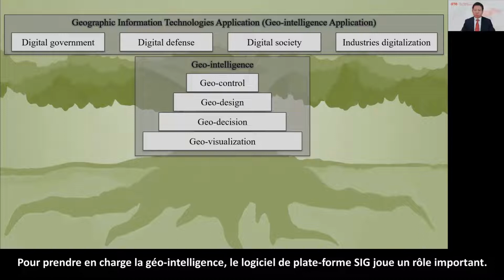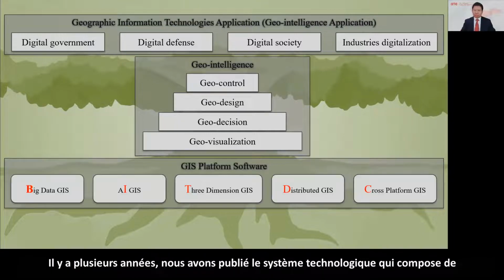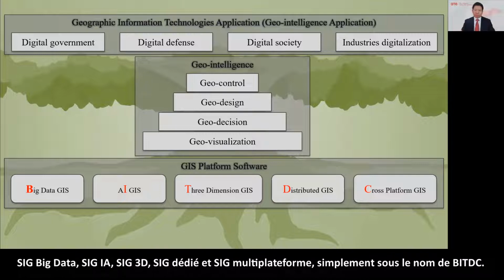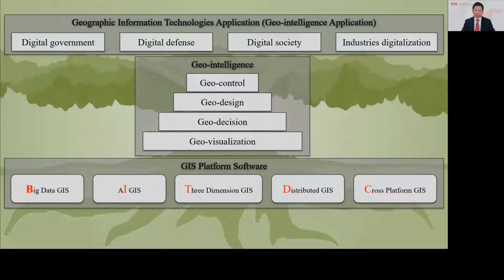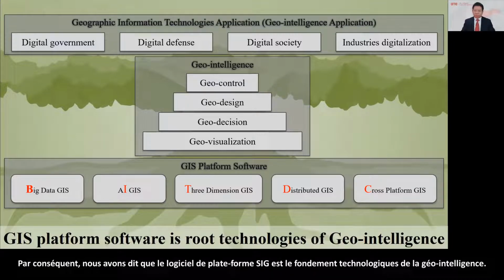To support geointelligence, GIS platform software plays an important role. Several years ago, we published 5 technology architectures that comprise Big Data GIS, AI GIS, 3D GIS, distributed GIS, and cross-platform GIS, simply called BitDC. Therefore, we said that GIS platform software is the root technology of geointelligence.